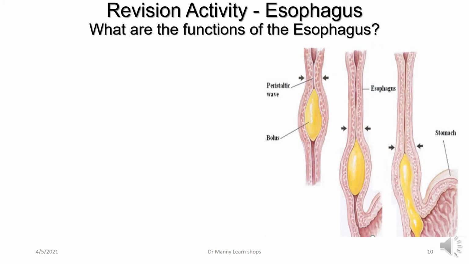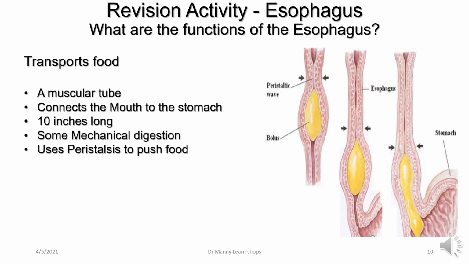The esophagus does have a peristaltic action, and it helps food migrate or be pushed towards the stomach. So therefore, the esophagus is a muscular tube that transports food. It connects the mouth to the stomach. It's approximately 10 inches long, and there is some mechanical digestion because it uses peristalsis to push food towards the stomach.